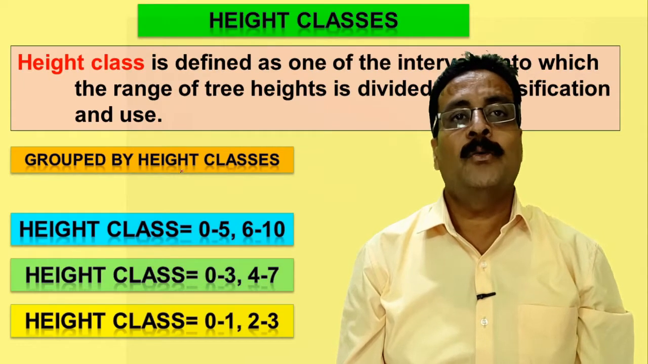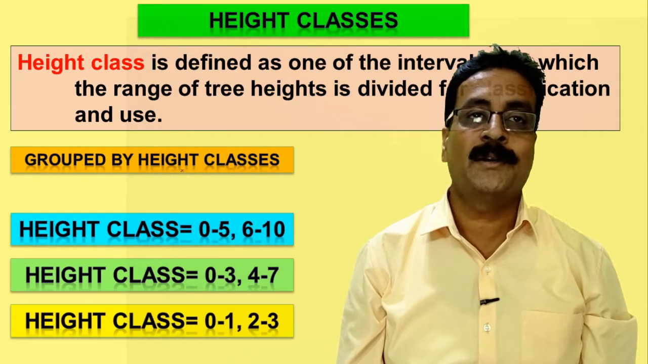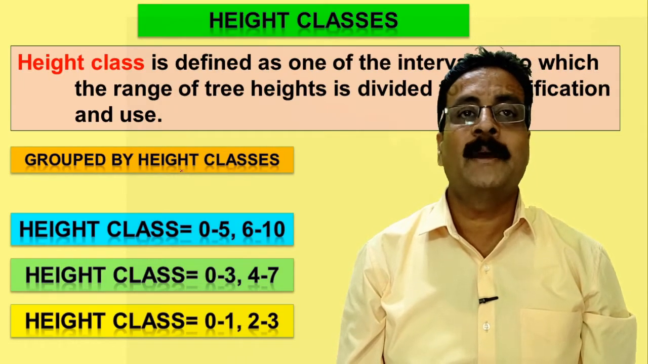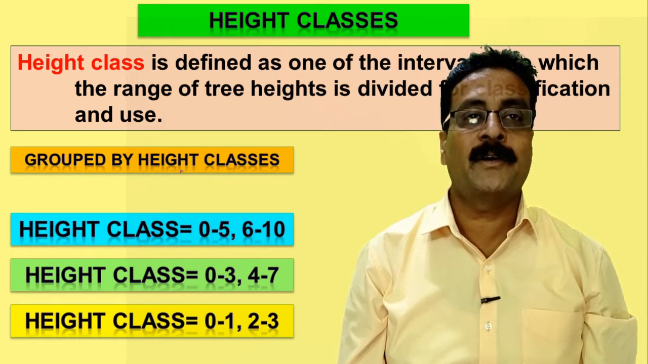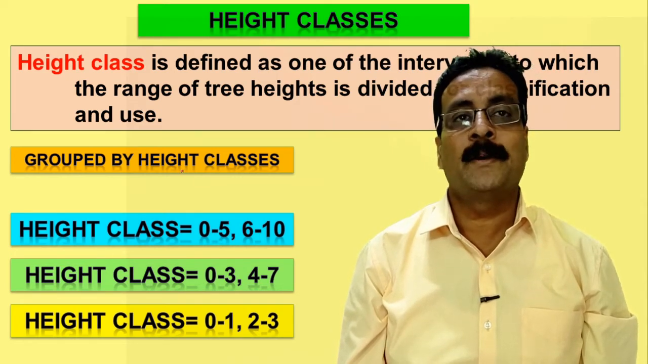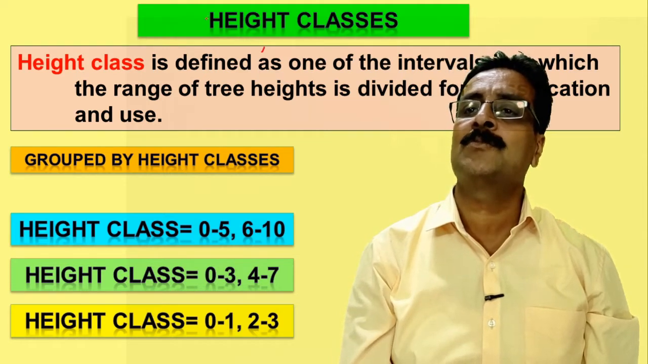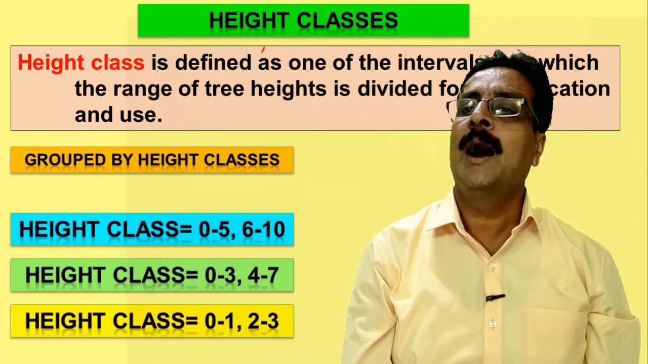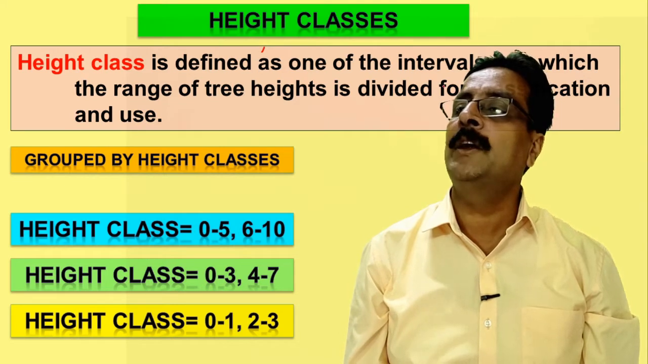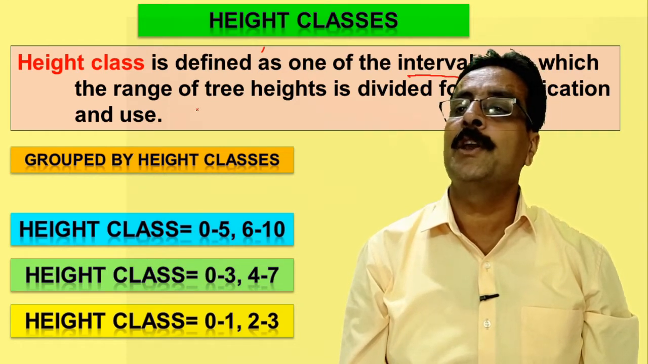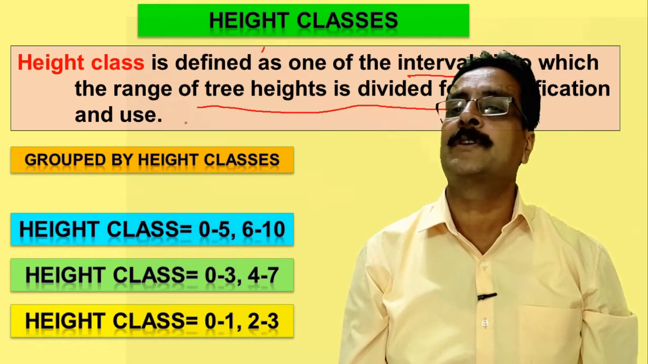And now as I culminate this entire trigonometry method, but before that, height is a very, very important factor that we consider to calculate the volume of a tree. So let's have a height class. What is height class? Height class is defined as one of the intervals into which the range of tree height is divided for classification of use.